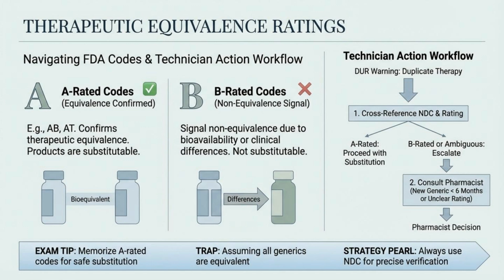Understanding FDA equivalence ratings is crucial. A-rated codes like A, B, and AT confirm therapeutic equivalence and allow substitution. B-rated codes signal non-equivalence. These are not substitutable. When a DUR warning occurs, cross-reference the NDC and rating. For B-rated or ambiguous codes, escalate to the pharmacist.